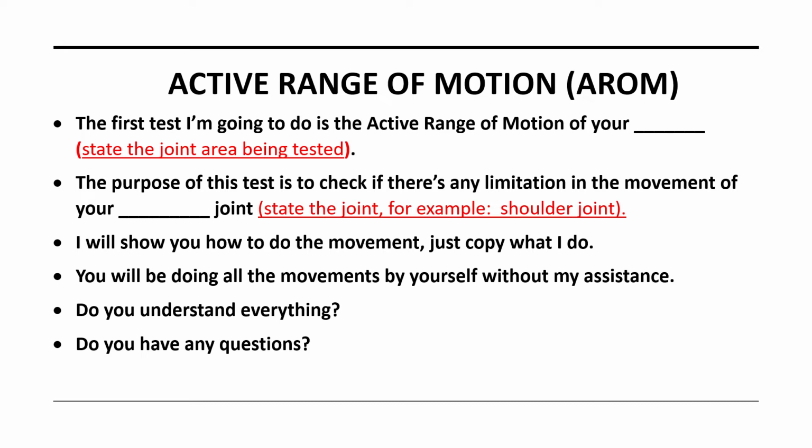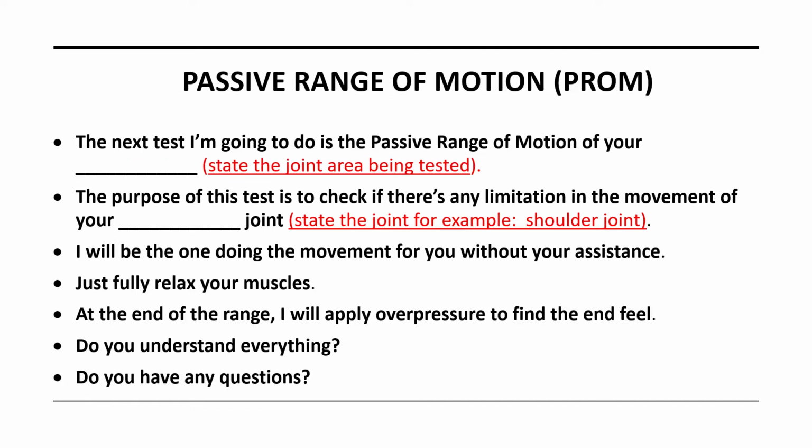I will show you how to do the movement, just copy what I do. You will be doing all the movements by yourself without my assistance. Do you understand everything? Do you have any questions? The next test I'm going to do is the passive range of motion of your blank joint. State the joint area being tested. The purpose of this test is to check if there's any limitation in the movement of your blank joint. State the joint, for example, shoulder joint.